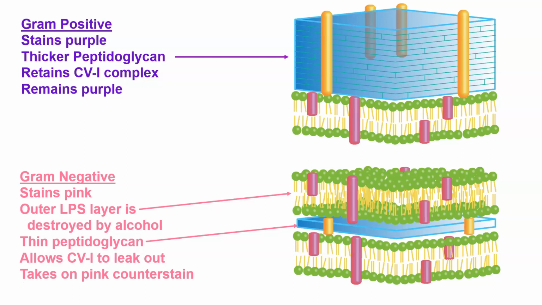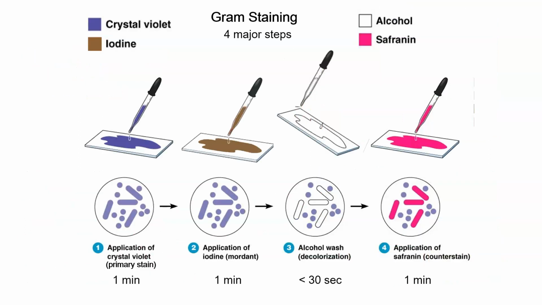Then you add your iodine. It's going to complex it into position. You decolorize with alcohol. And when you do that, it's going to destroy the outer LPS layer on the bottom one, which is going to allow the stain to leak out. And on the top one, it still remains stained. Then you go and you add the counter stain, which is pink. And pink on purple leaves purple. Pink on clear leaves pink. So gram positive is purple. Gram negative is pink. General run through. 1 minute, 1 minute, less than 30 seconds, 1 minute. Watch the video and it shows you exactly how to do this.